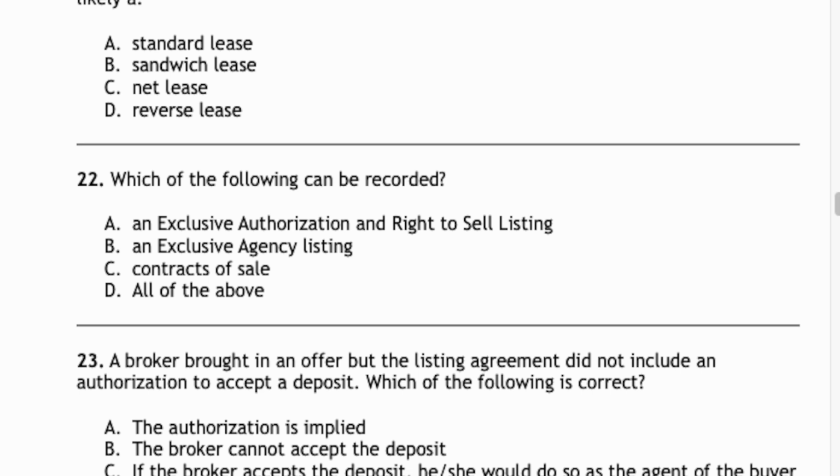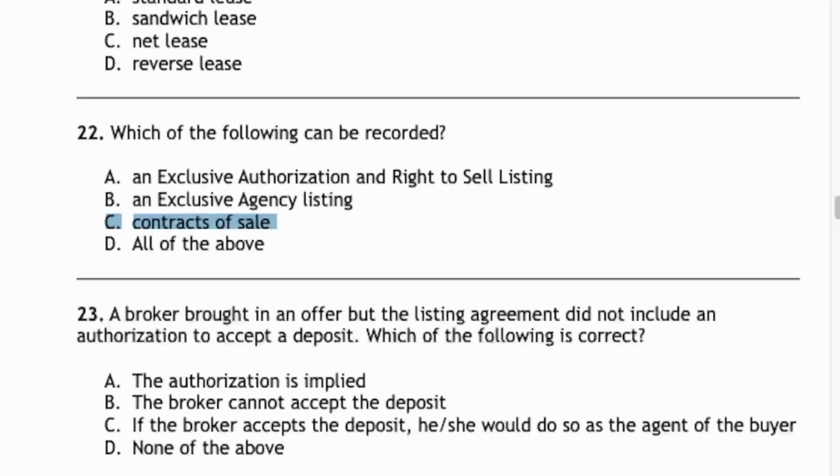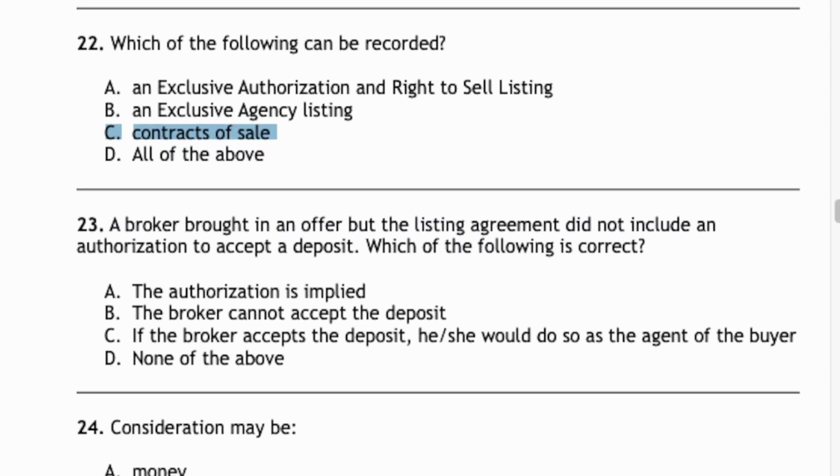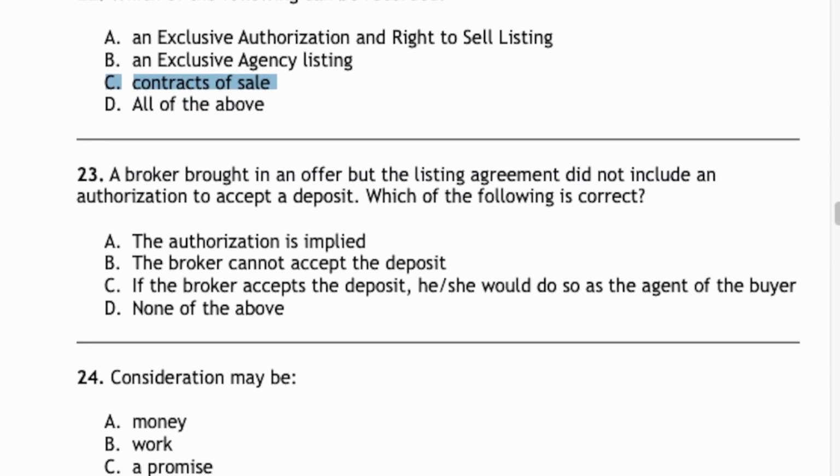The answer is C, contracts of sale. That's it. Get the title recorded, get the deed recorded. Listings cannot be recorded. Recording is used for written instruments affecting the title to real property, such as deeds, mortgages, trust deeds, contracts for sale, options, and assignments. Once you buy a home, get it recorded in public records, whether it's the deed or the title or the contract of sale.